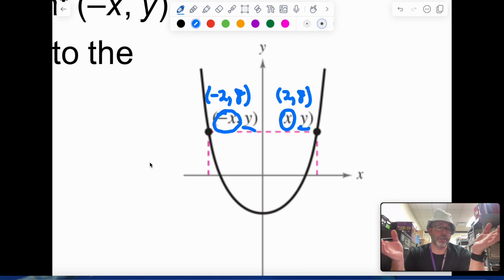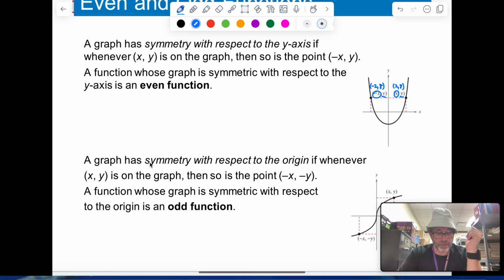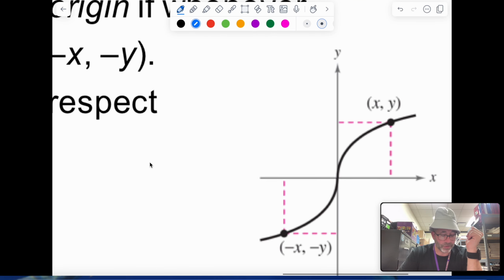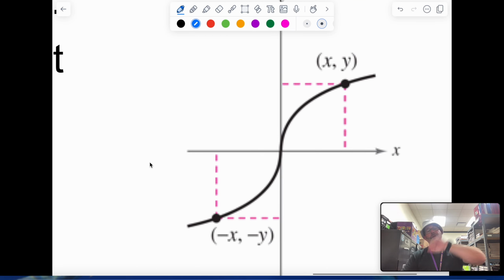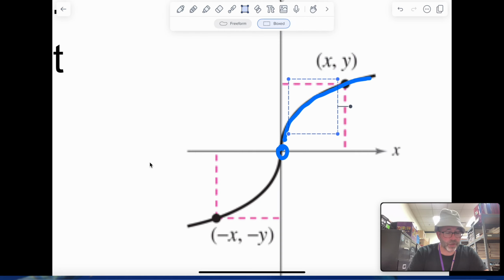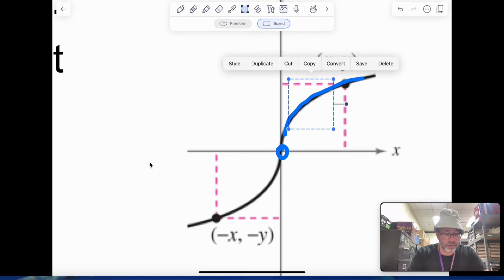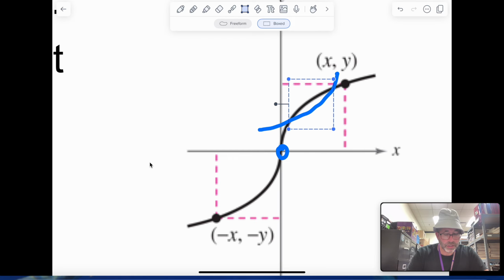Okay. When I do symmetry with respect to the origin, it's different. What ends up happening is it reflects over the origin. So the origin being right here. What happens is this portion of the graph right here, technically, when we do this, it's going to actually reflect twice. So what will happen is this graph right here will actually go ahead and reflect over this direction.